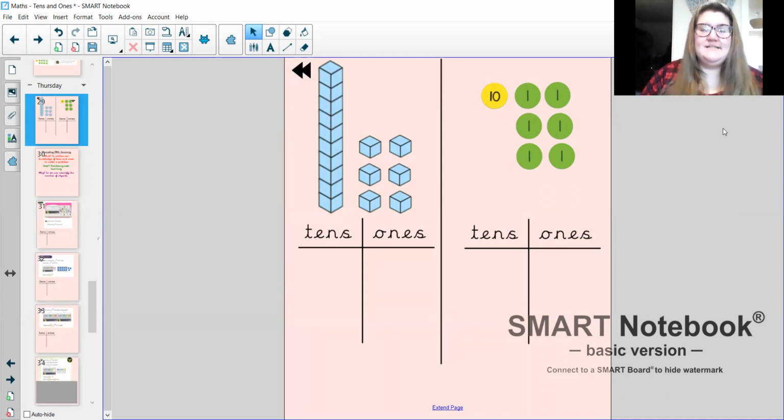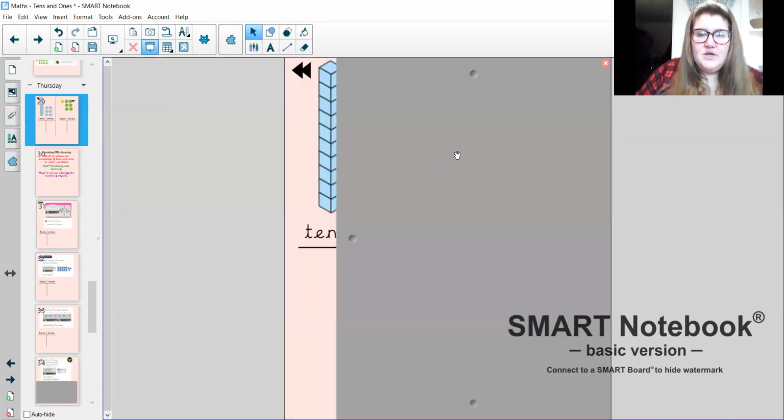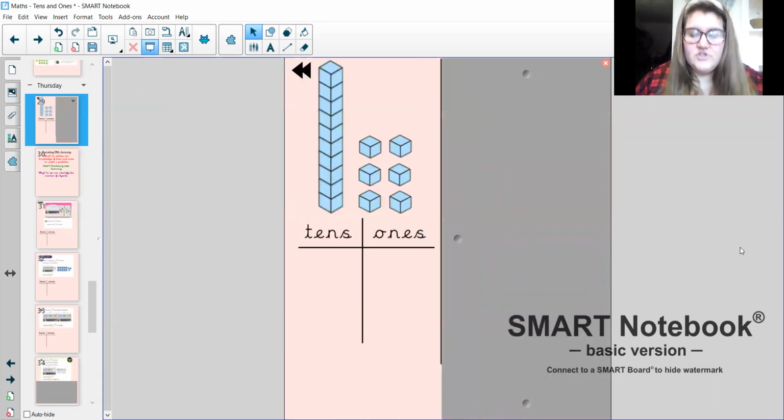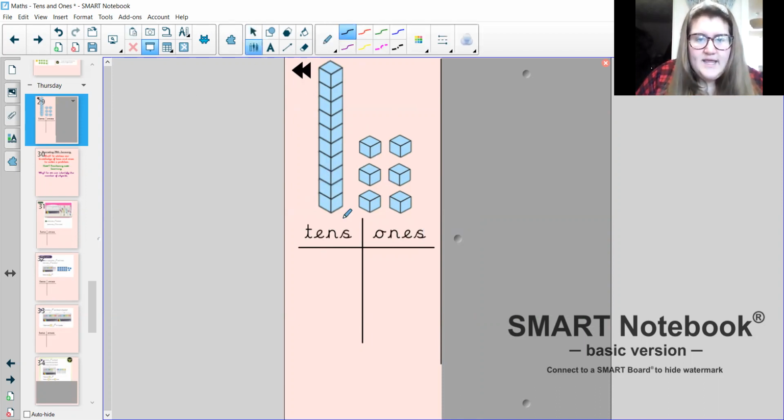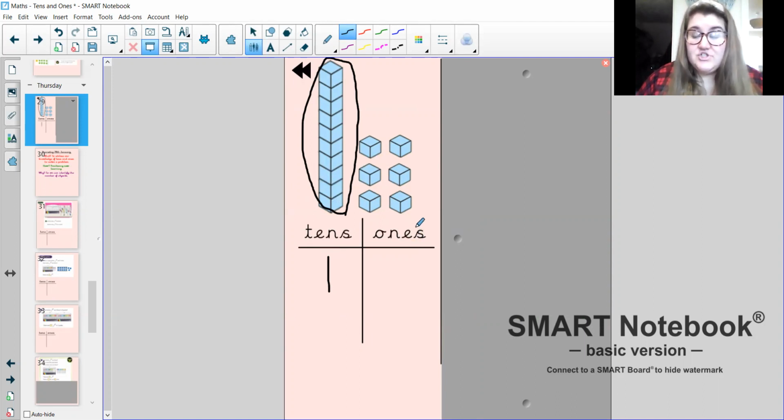Right then, let's do it together. So what I'm going to do, I'm just going to get rid of that half of the screen so I can focus all of my attention on this part. So I'm going to do step 1. I'm going to identify the tens. Now, I can see one group of 10 here. So I've got 1 ten. Now I'm going to do step 2, where I identify the ones and I'm going to count them.